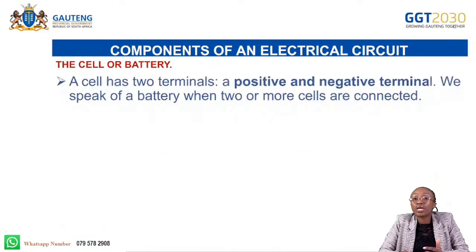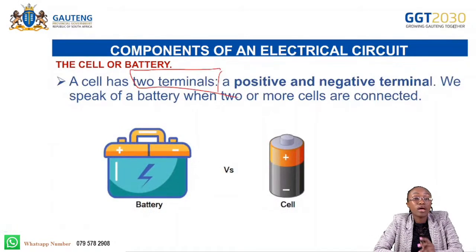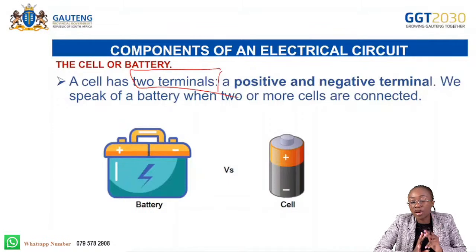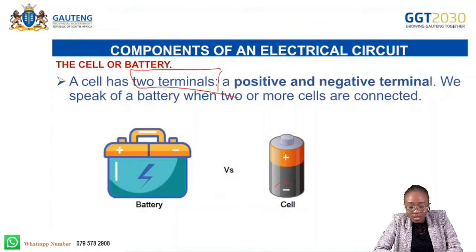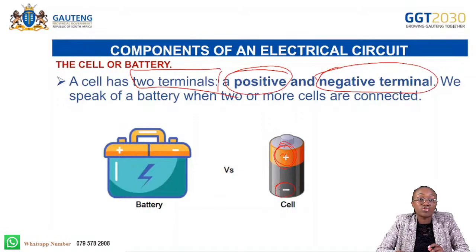So what more can we learn about the cells? The cells have what are called terminals. And how many are there? There are two terminals. We've got a positive terminal and we've got a negative terminal. So how do we know which is which? Usually with the cell or a battery, you will have these two symbols there. The minus represents the negative terminal and the plus represents the positive terminal. So these are the two terminals that you find in the cell.